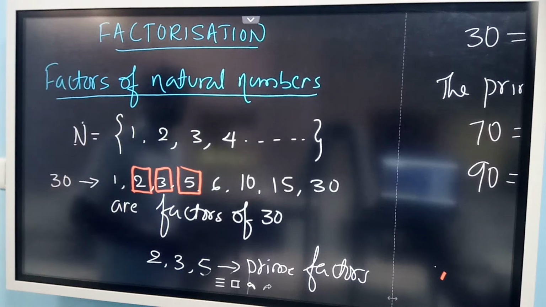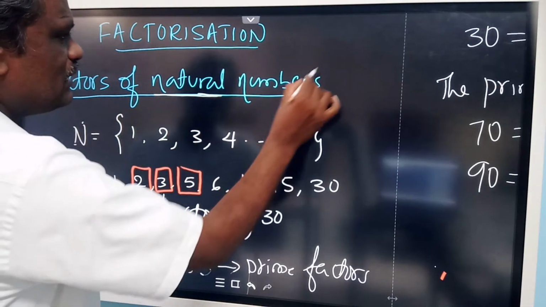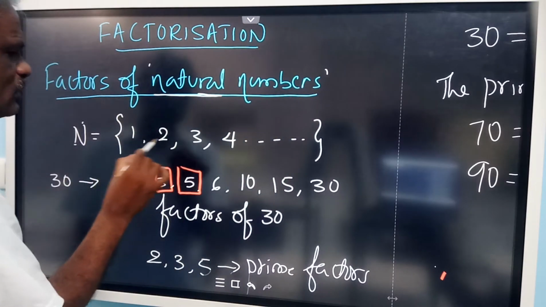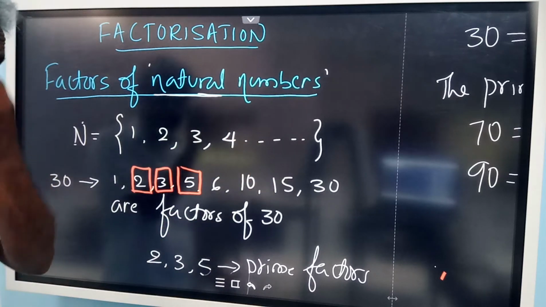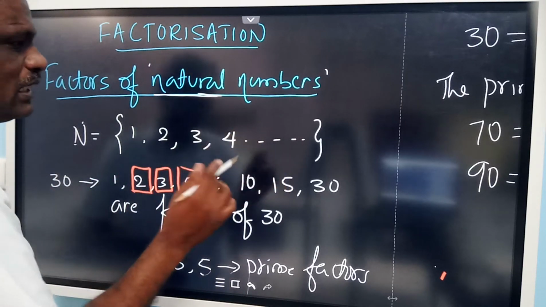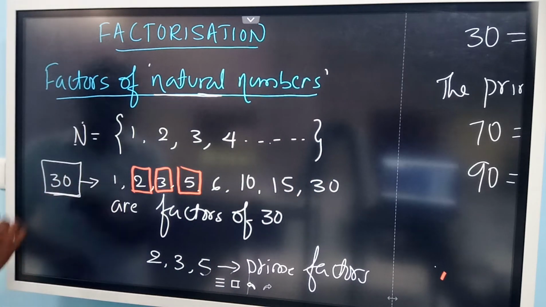This is factorization. In the earlier classes you all learned about the natural numbers. Natural numbers are also called counting numbers. They include 1, 2, 3, 4, 5 up to infinity. So these are called natural numbers. Let me select one number among these natural numbers, that is 30. 30 is a natural number.